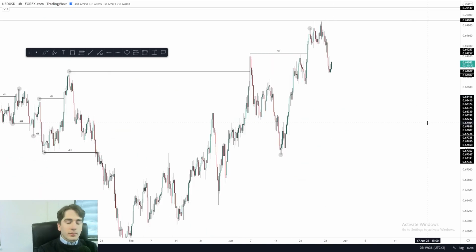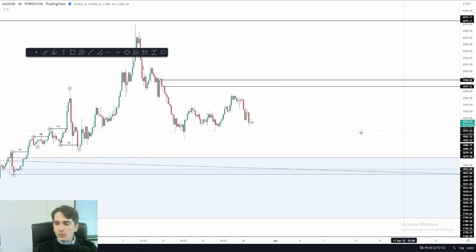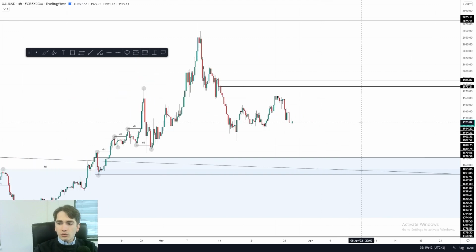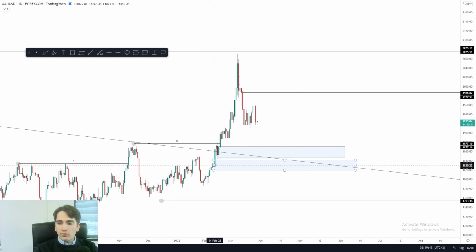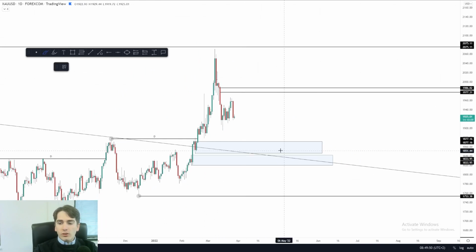Let's head over to our last pair, which is gold. Gold has not been doing much. As we can see, going in towards the daily, I am still waiting for these lower levels of price on the daily before looking for any potential longs.